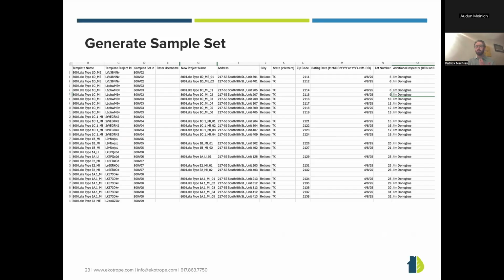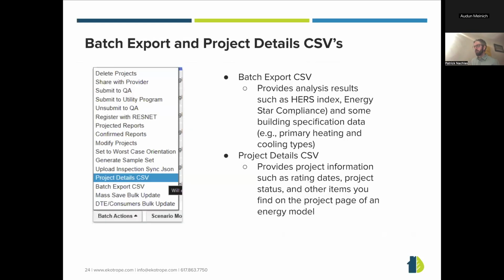It's a very powerful tool. Give it a shot. Another one is the batch export and the project details CSV. These are both very useful tools. Again, if you select a bunch of projects, I'll start with the project details. So the project details is basically a spreadsheet that will be emailed to you, which has the project info for all of the projects you've selected.